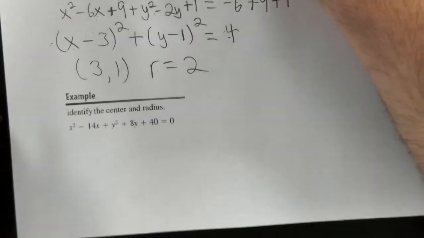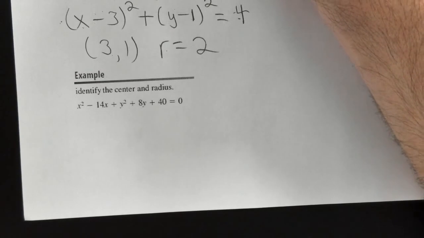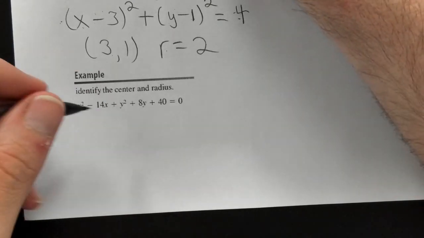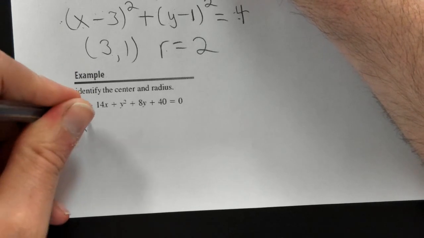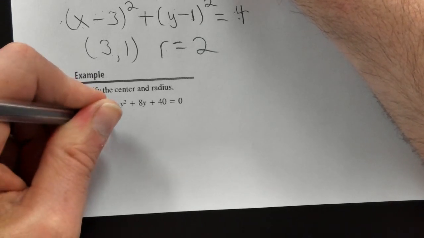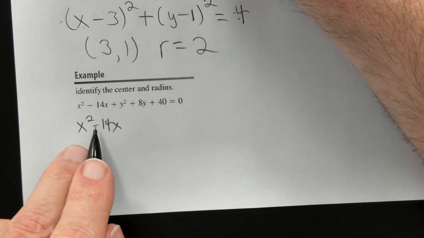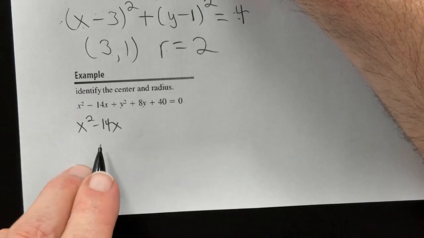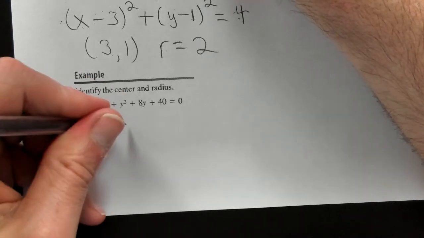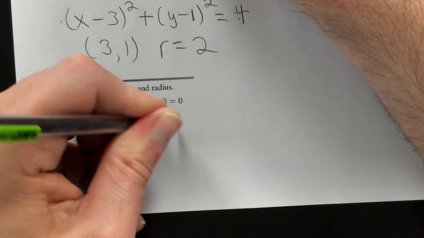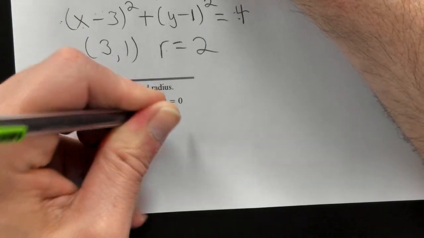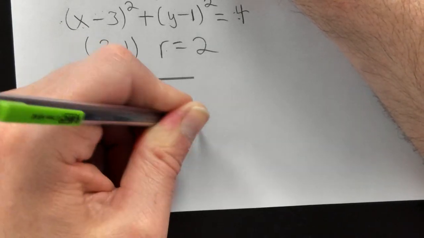All right, so let's see. What else we got? So again, we have the same type of problem. We want to identify the center and the radius. So our first step is going to be the same. We want to complete the square for the x terms and the y terms. So we'll go x squared minus 14x. Okay, half of negative 14 is negative 7. Negative 7 squared is plus 49, plus y squared plus 8y.